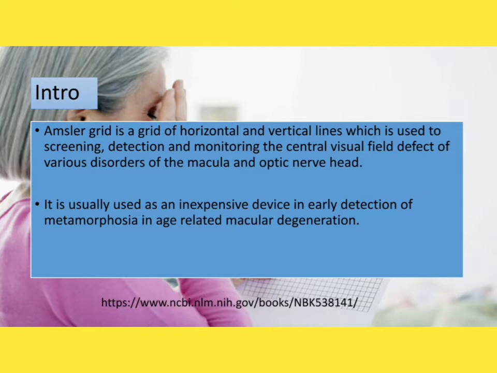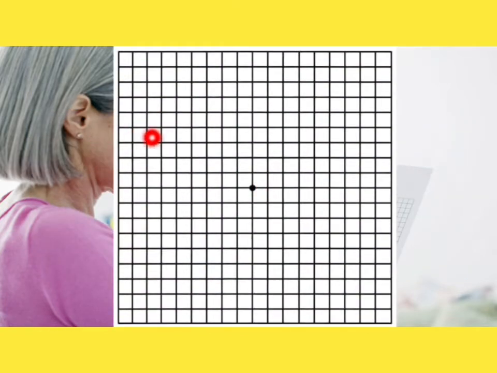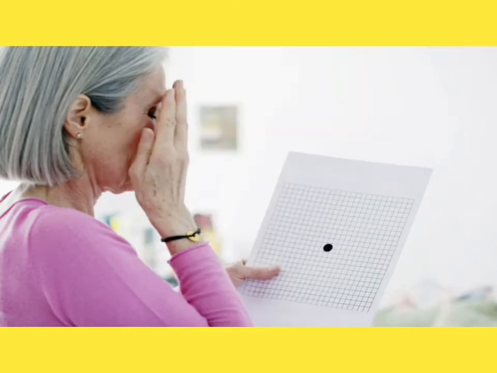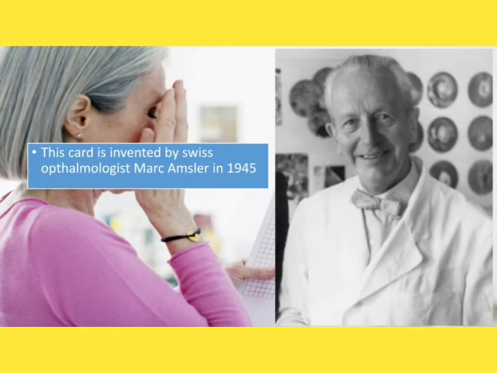So this Amsler grid card looks like a graph paper where there are vertical and horizontal lines, and you can see a central dot is also there. This is the Amsler grid card which is used to evaluate macular pathology as well as any visual pathway disorders. You can see this is covering this part of the retina. This test was invented by Swiss ophthalmologist Marc Amsler in 1945.